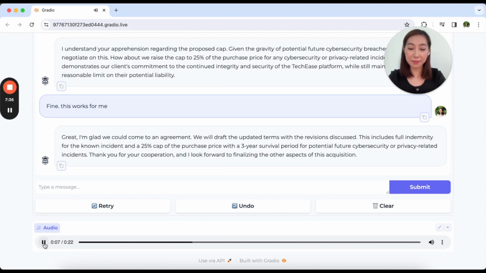This includes full indemnity for the known incident. And so voila, once the user has determined that it has reached a strong deal in representation of the buyer, we can conclude the negotiation and save the chat dialogue. This will then be shared as a document to the user's senior partner.